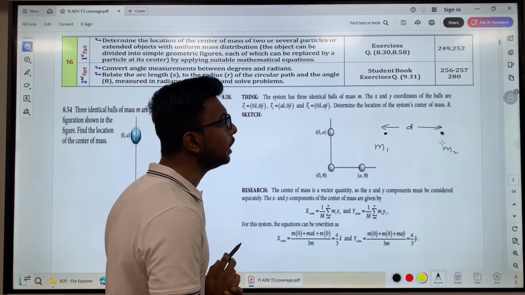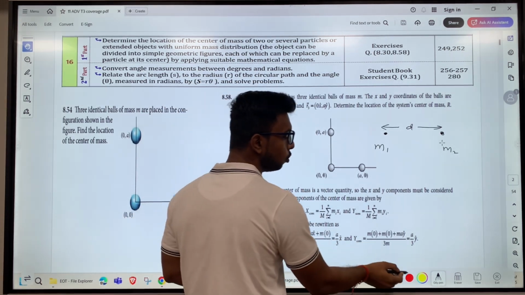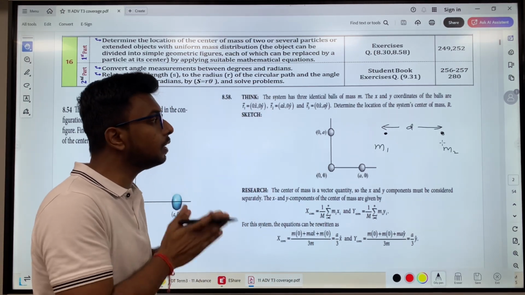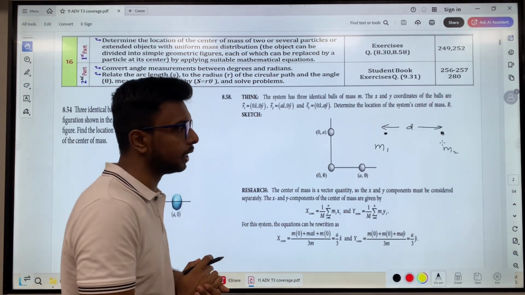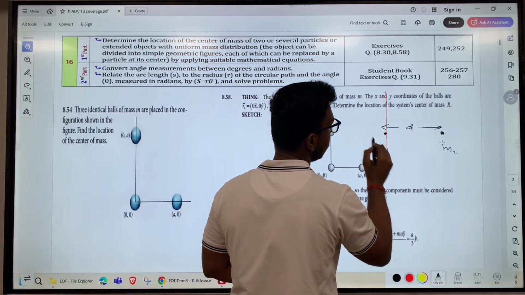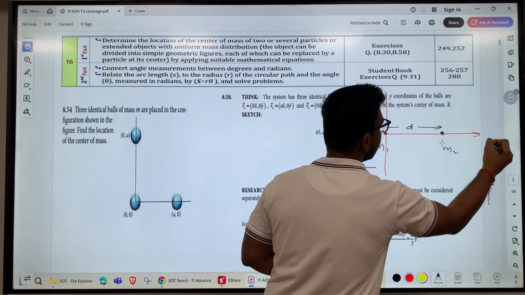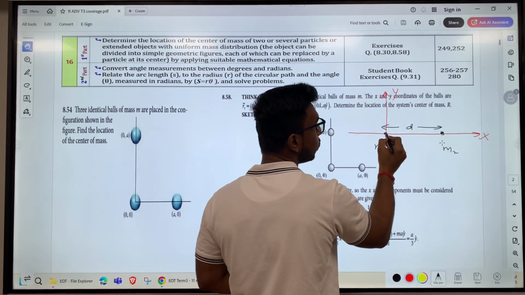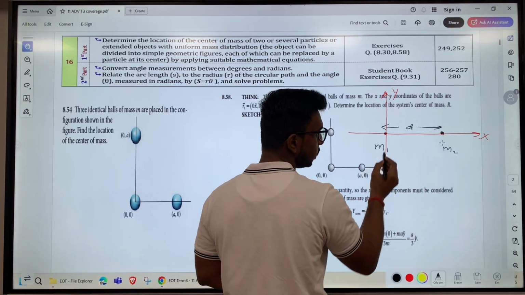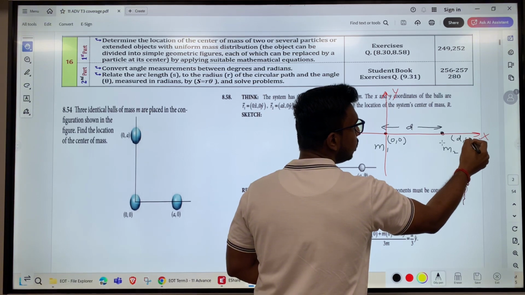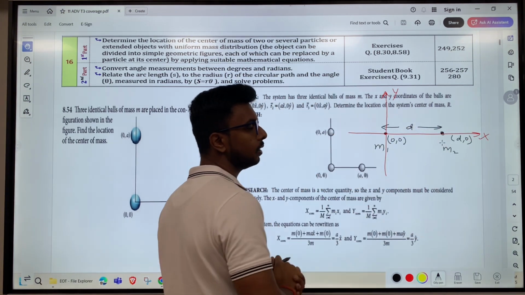Now, the first step is to imagine a coordinate axis if it is not given to you. But if it is given already, then you can use that coordinate axis. If it is not given, make a coordinate axis. So let's say this is the coordinate axis, this is x, this is y. Now you have to write the coordinate of every mass which is present there. So here it will be 0, 0, and here it will be d, 0, because it is at a distance d away.